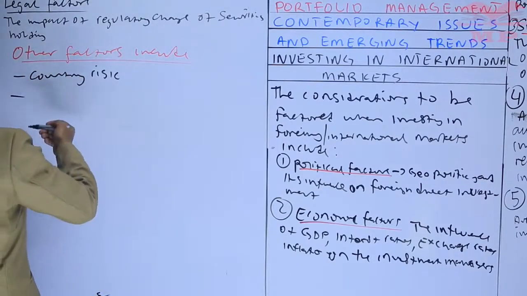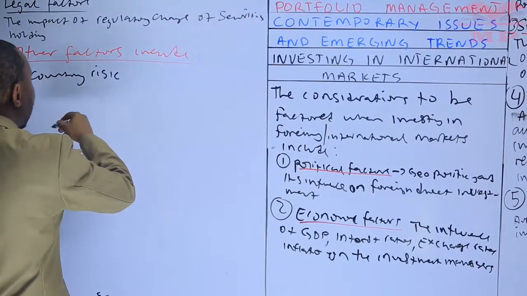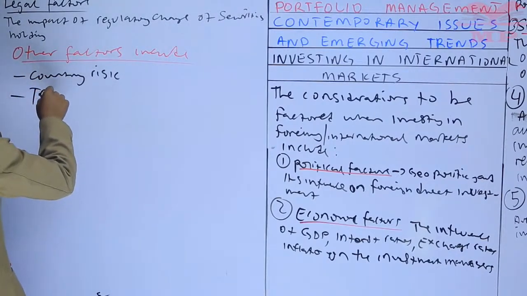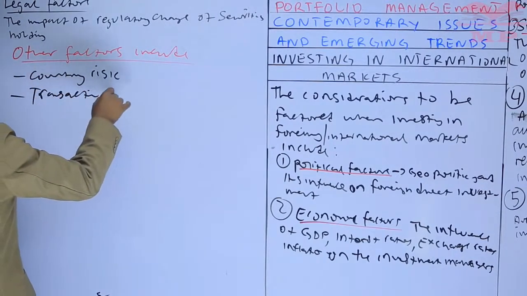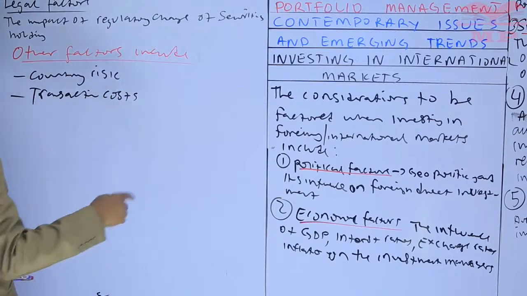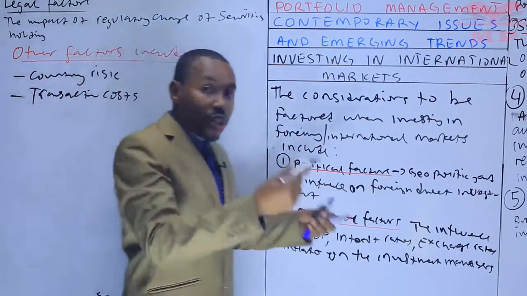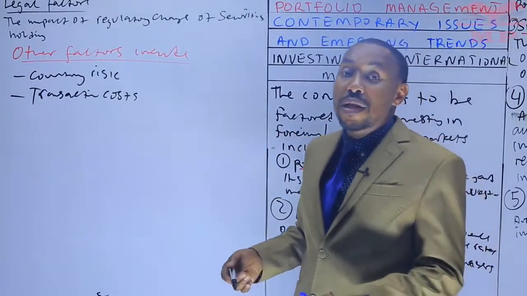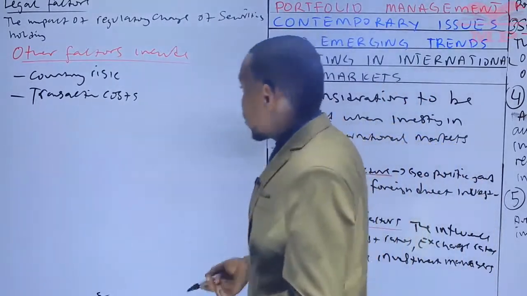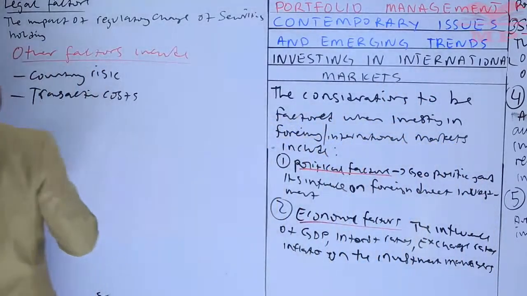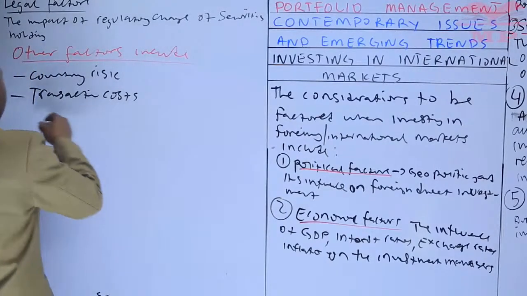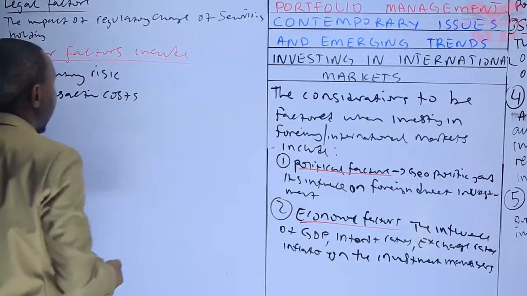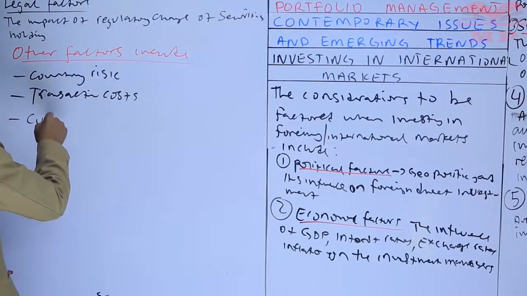Then we're also talking about transaction costs. Transaction costs in the foreign country where you would wish to place an investment. If the transaction costs are actually high, then that would deter participation in foreign or international markets. The next point over here is currency volatility.